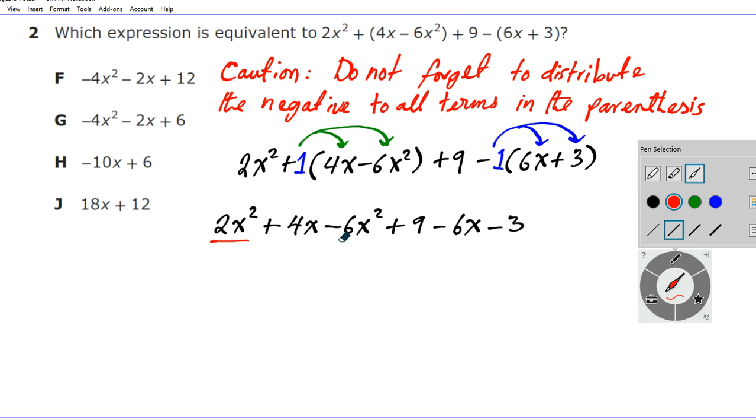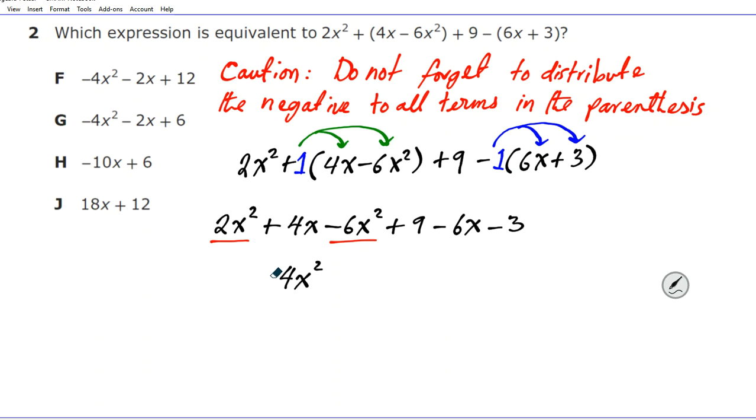So we have two terms that are of the second degree, 2x squared and negative 6x squared. Since your signs are different, we're going to subtract and keep the sign of the bigger. Okay, so we'll subtract 6 minus 2 is 4x squared. The bigger of the two is negative, so we preserve the negativity.